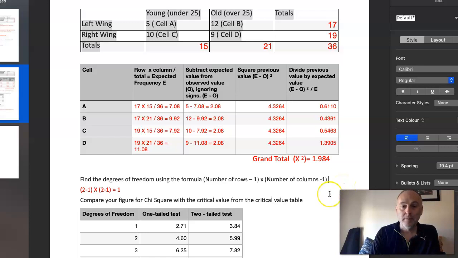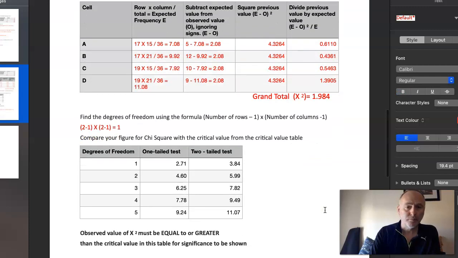All we now need to do in order to work this out is just a couple of steps. We need to work out what's called our degrees of freedom. We don't have n numbers on chi-squared; that would be far too easy. We have degrees of freedom, and the way we do that is by multiplying the number of rows minus 1 by the number of columns minus 1. Because we've got a 2 by 2 contingency table, 2 rows, 2 columns, 2 minus 1 times 2 minus 1 equals 1. So the degrees of freedom will equal 1.